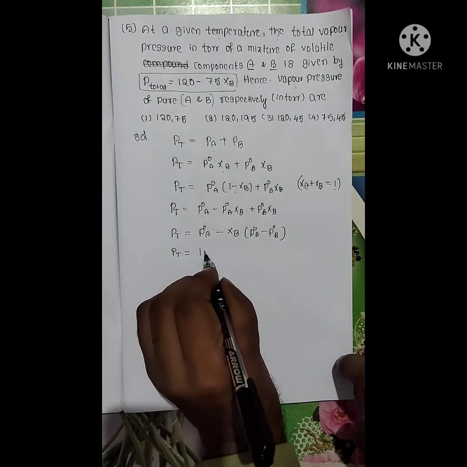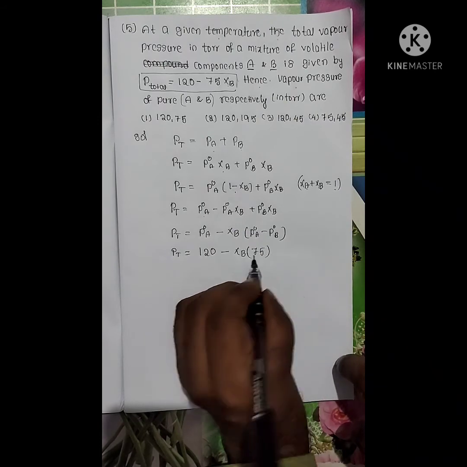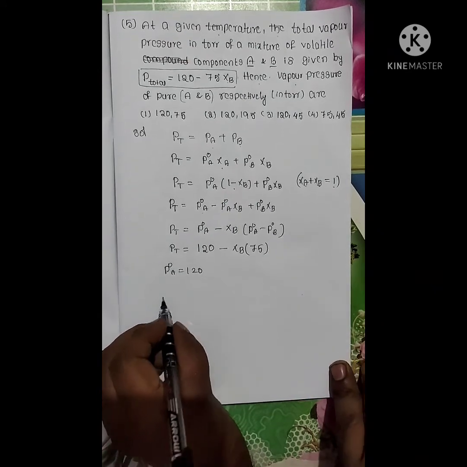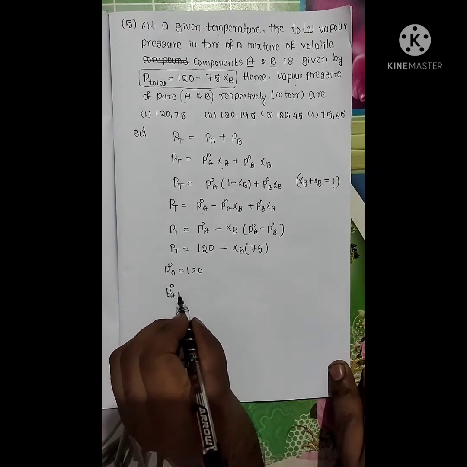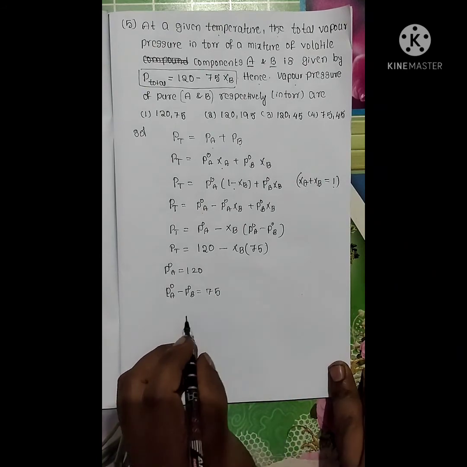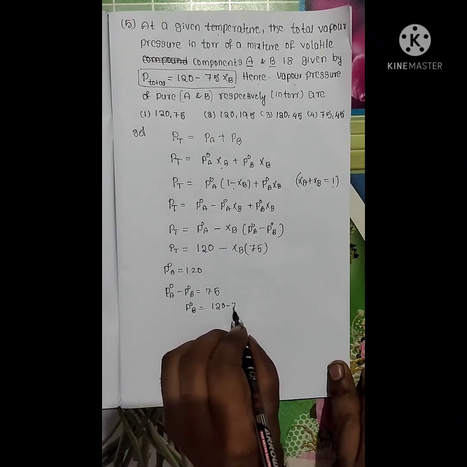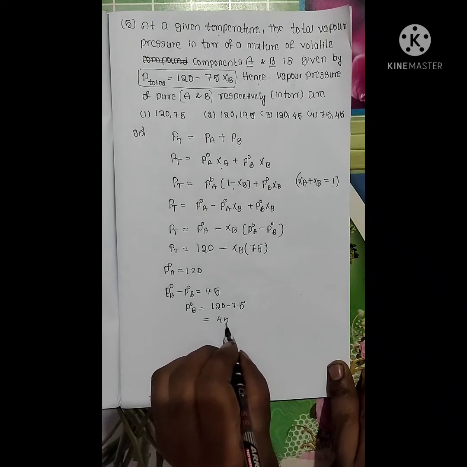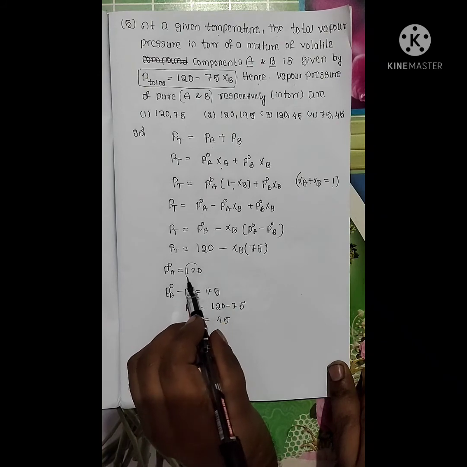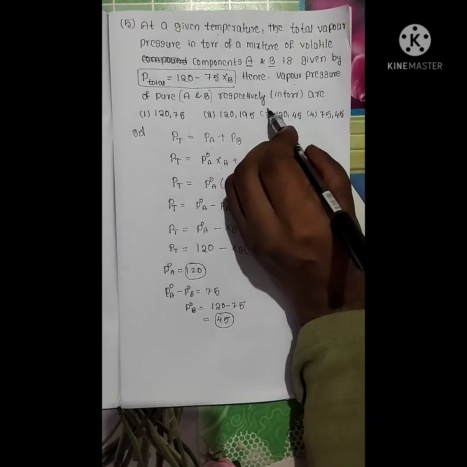P total equals 120 minus XB into 75. So here P naught A equals 120. Then P naught A minus P naught B equals 75. Therefore, P naught B equals 120 minus 75 equals 45. That is the answer. P naught A is 120 and P naught B is 45. That is option 3.